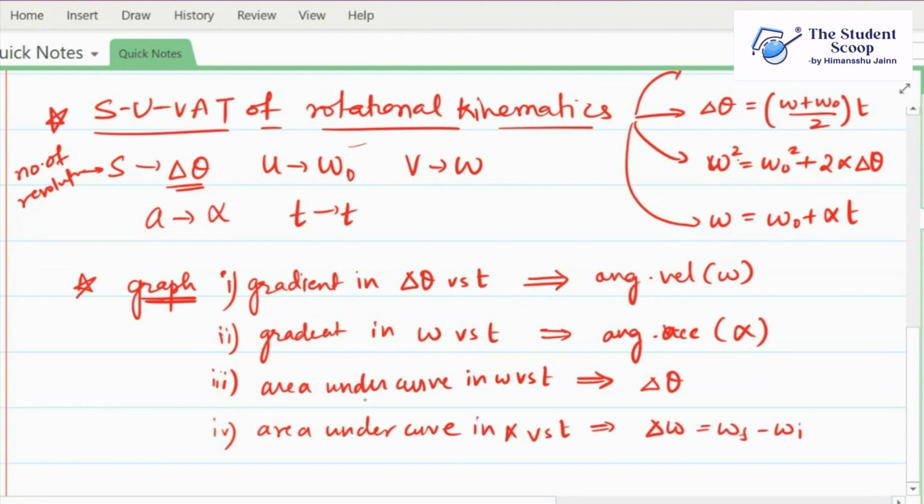Okay, is this clear so far? Anybody has any doubt in this? This is very straightforward.